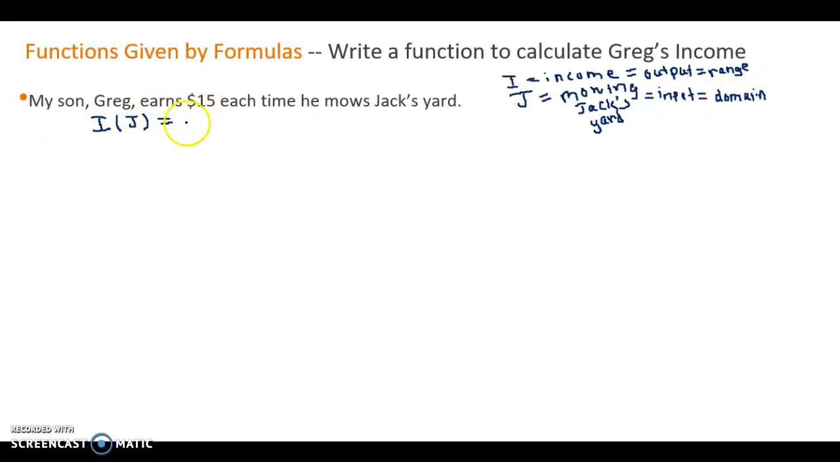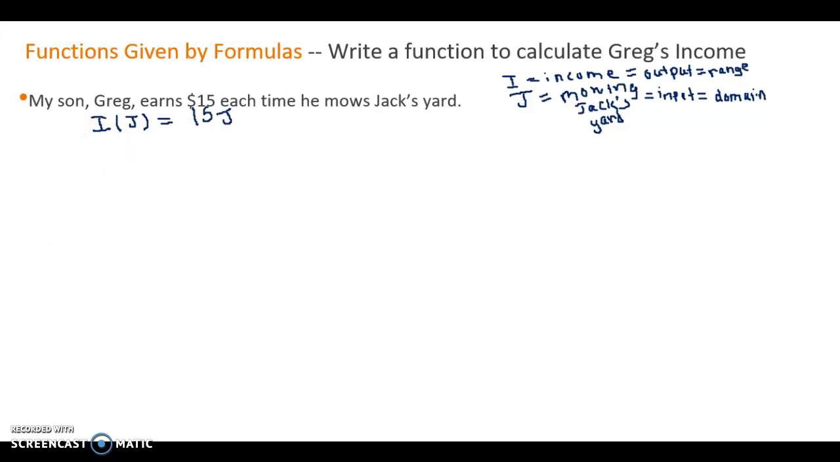So we write a function rule then, which is the math that relates these two. The way that we're going to figure out my son's income is we're going to take $15 and multiply it times each time he mows Jack's yard. So if he mows Jack's yard once, he'll have an income of 15. If we put in a 2 here, mowing twice, income would then be 30. So this is a function written with function notation with our input and output, using the parentheses for the input, the domain, and using the output on the outside, income. This letter out here is what we're actually calculating.